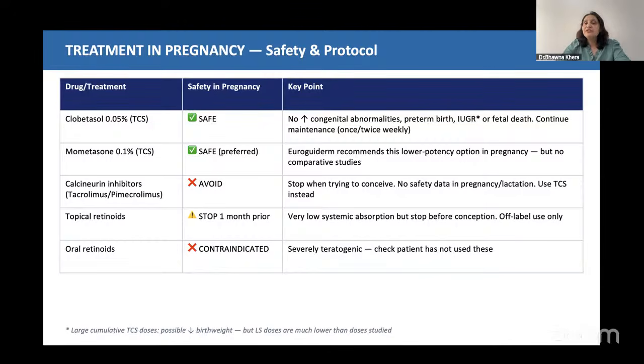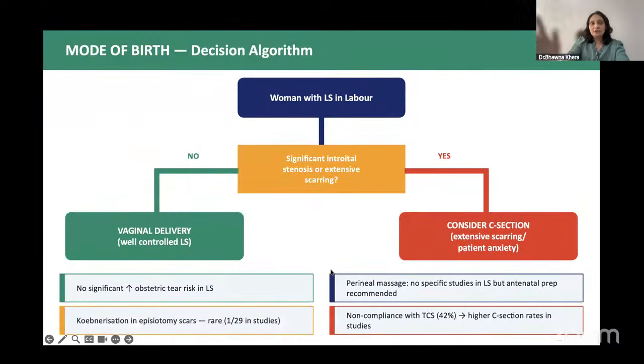Clobetasol, we all know, is safe. There is no increased risk of congenital abnormalities, preterm birth, IUGR, or fetal death. And you can continue the maintenance once or twice weekly throughout pregnancy as well. We always have read the association of steroids with GDM and IUGR. So does that happen with topical steroids as well? No. It is not with the topical steroids. Mometasone is also safe, and this is also a good option, but still we will not consider it as first line. Calcineurin inhibitors, topical steroids, and oral retinoids, big no, not to be given. So with TCS use, low birth weight is not there.